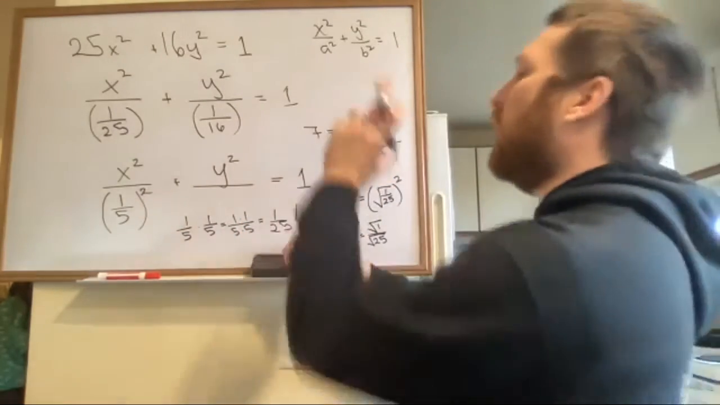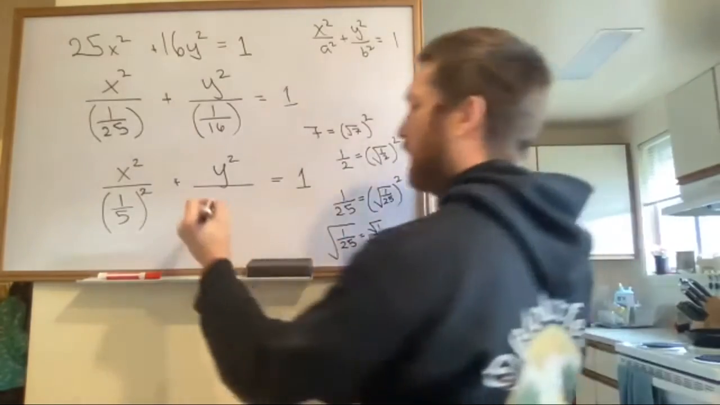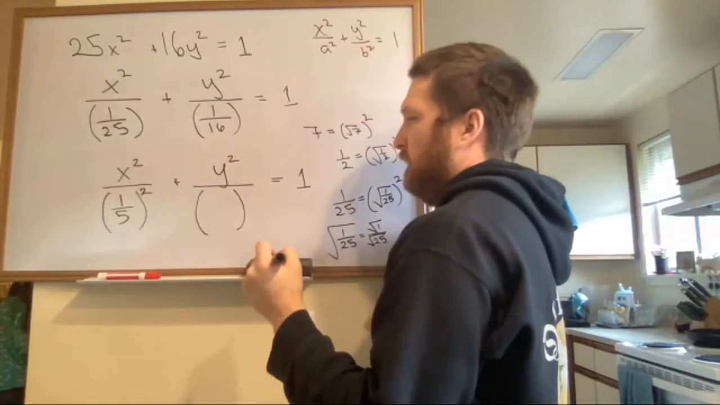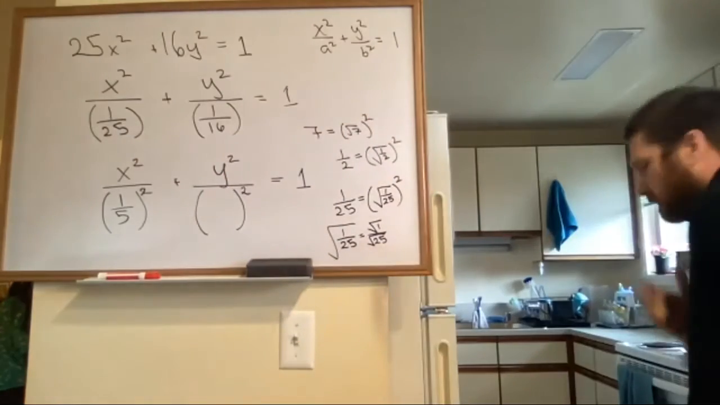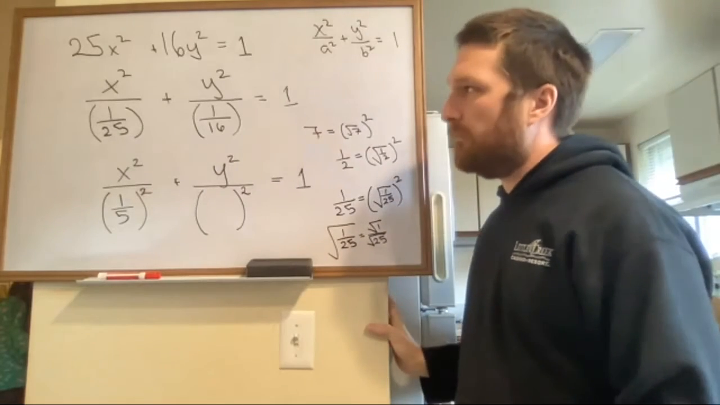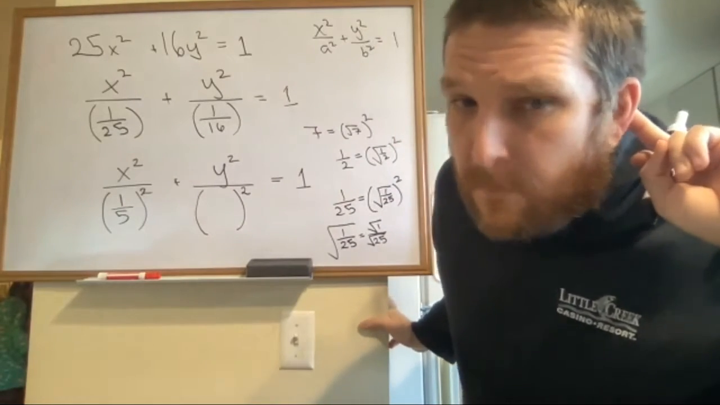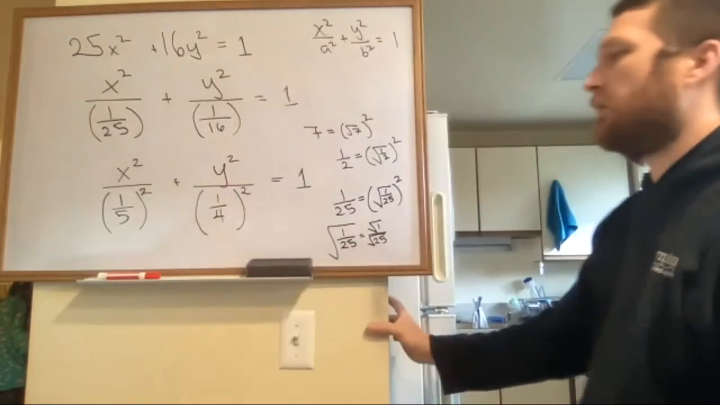What about 1/16? How do I write that as something squared? 1/4 squared? Say it again, I'm sorry. 1/4 squared. 1/4 quantity squared. There you go.